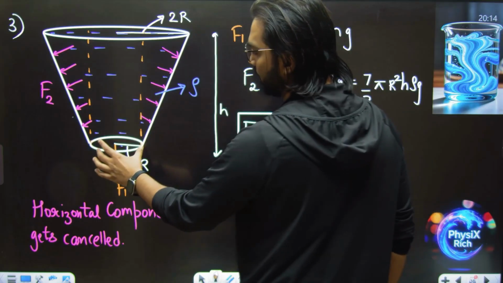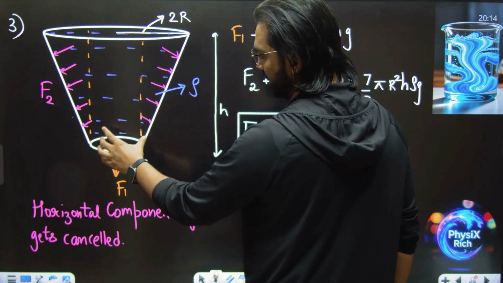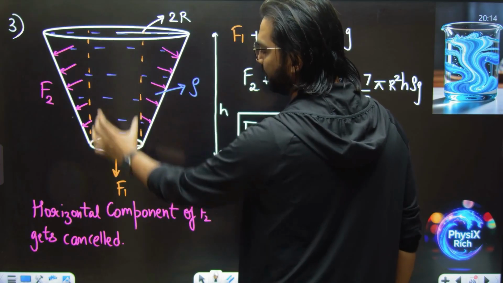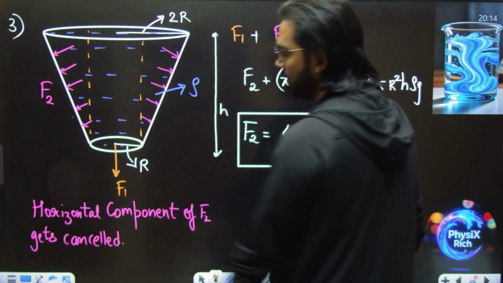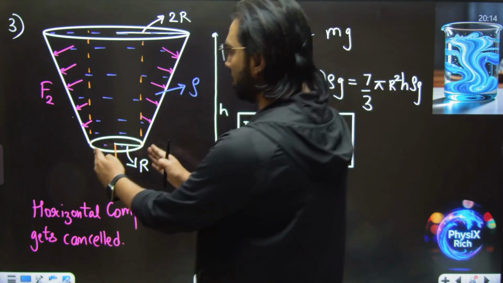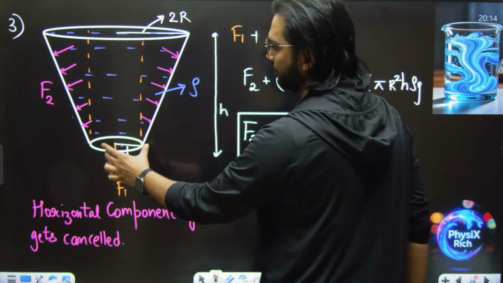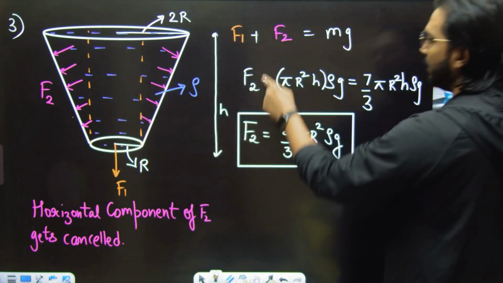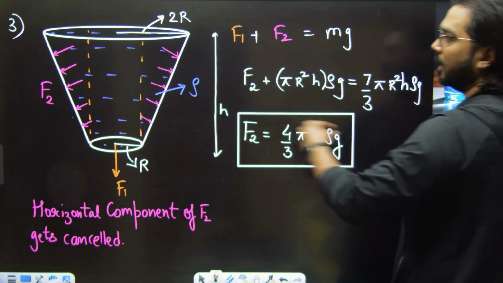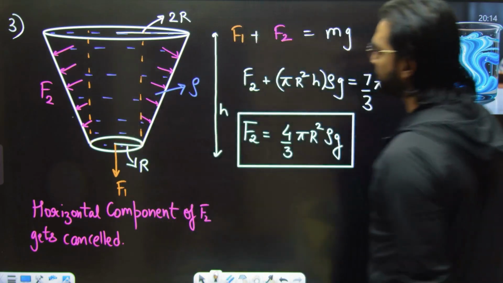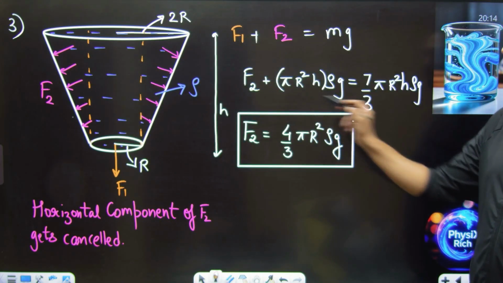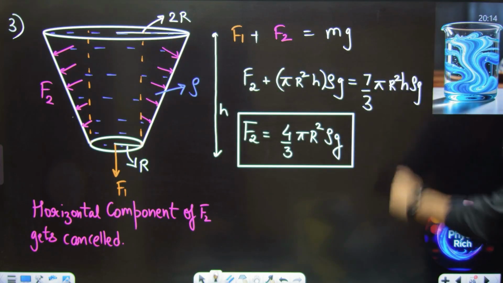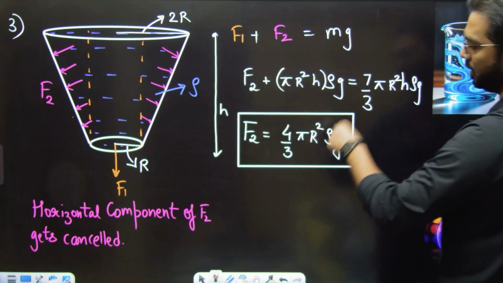You see, F1 is basically the force which is due to the liquid column directly above this area pi r squared. Okay, this area is pi r squared, and the liquid column directly above it will have a certain weight. Okay, and to support this liquid column, we will have F1. All right, the rest of the force is just simply F2. Okay, so you get F2 plus the weight of this liquid column, which we have found out earlier, that should be equal to mg. And if you calculate F2 from here, you get this value.